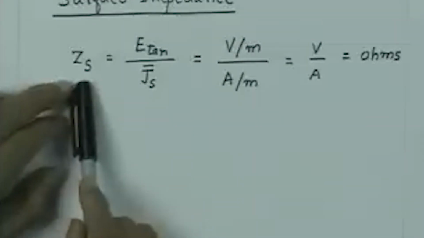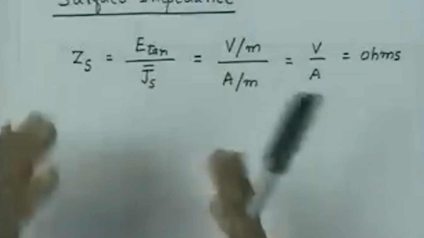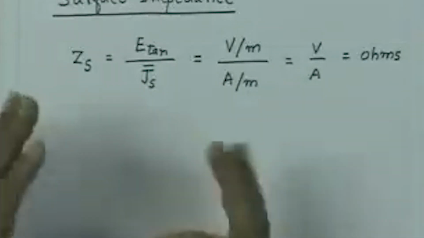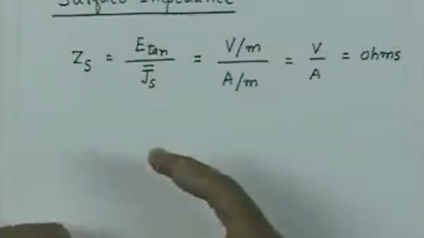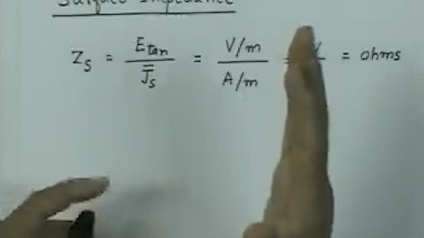So this quantity Zs is an impedance, a surface phenomenon because it is related to the surface current. If I know the tangential component of the electric field, then the surface current can be obtained from the surface impedance, or vice versa.